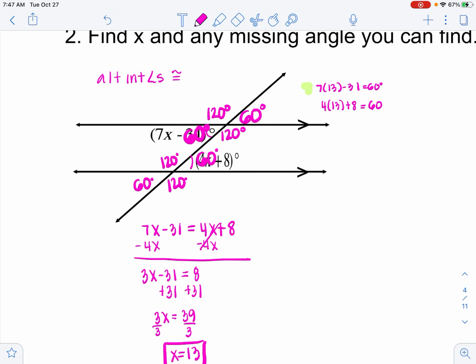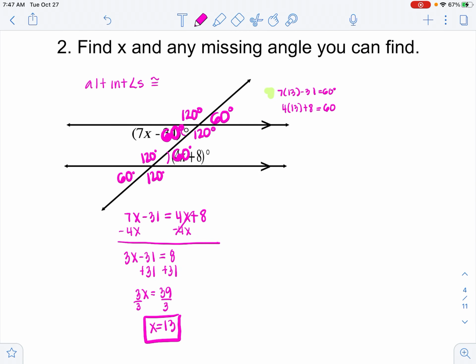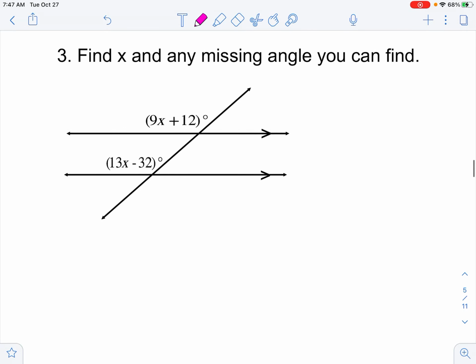So you're able to find all of them, notice. And you can just write over them. Okay. So that's the gist of what we'll be doing. So the key to this is being able to identify what type of angles they are, so you know whether they're equal or supplementary, if they're congruent or they're supplementary.